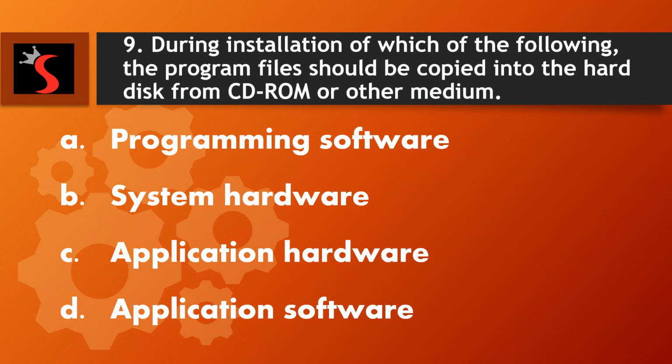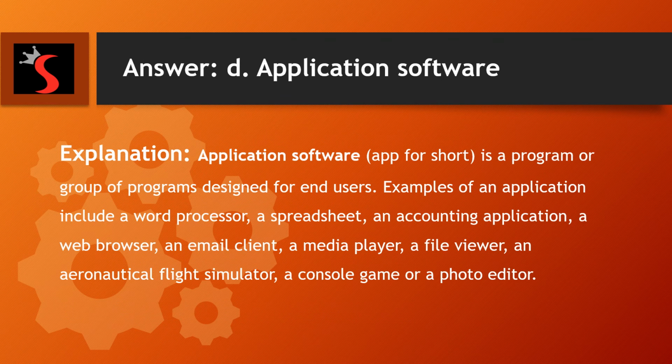The ninth question is: during installation of which of the following should the program file be copied into the hard disk from CD-ROM or other medium? A. Programming software, B. System hardware, C. Application hardware, or D. Application software. The right answer is option D, application software.